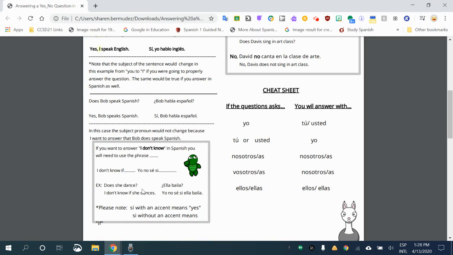If you want to say I don't know, all you'd have to say is yo no sé. Yo no sé. Now, if you're going to answer a complete sentence, I would have to say I don't know if, and then I would have to repeat part of the question. So, does she dance? I don't know if she dances. ¿Ella baila? Yo no sé si ella baila.